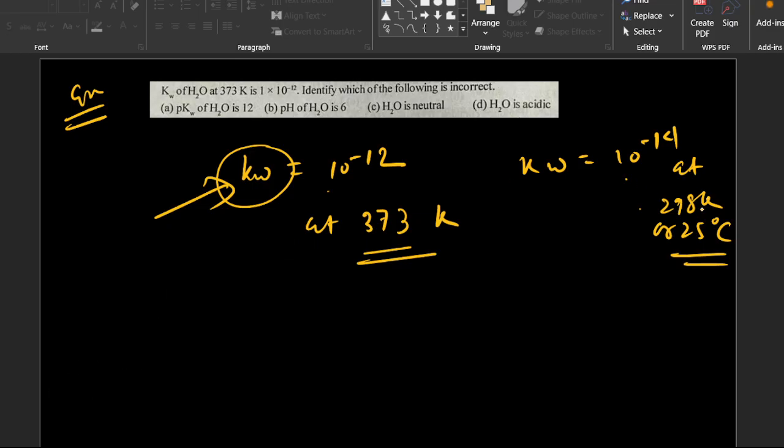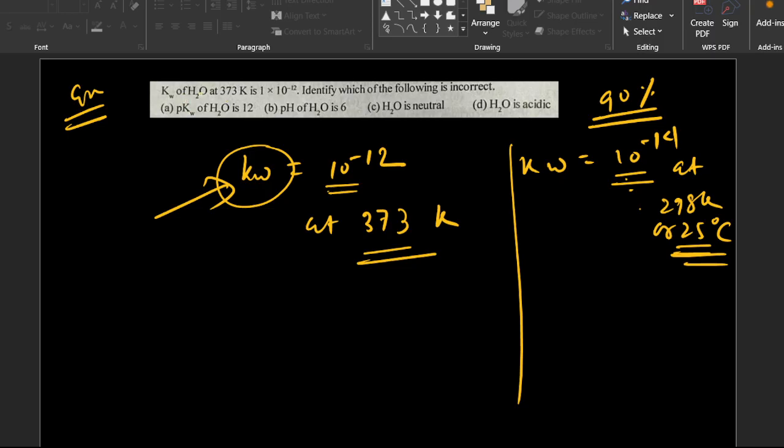So 298 Kelvin, generally we are used to taking this, and this value is fixed. In the books, generally we find 10 raised to minus 14, and they generally calculate at 25 degrees centigrade. So maximum times, 90%, they have given this value, because generally they take the constant at this value, and they are assuming that at 25 degrees centigrade everything is going on. But if you change the temperature like here, then this value may change.